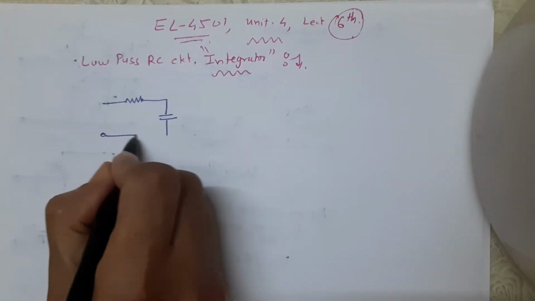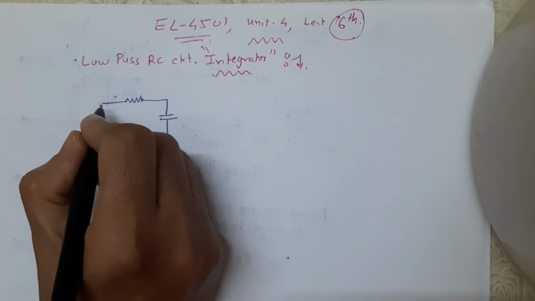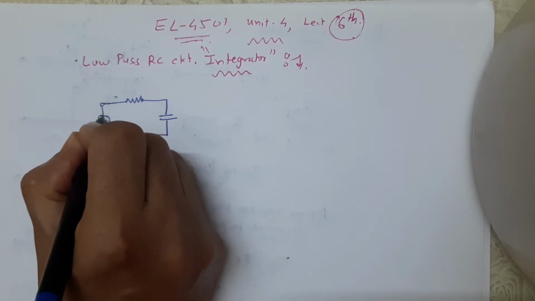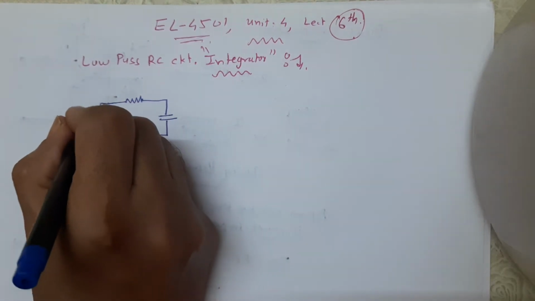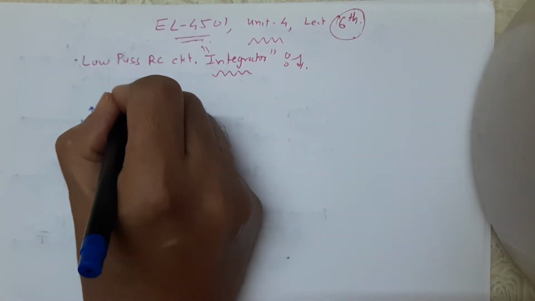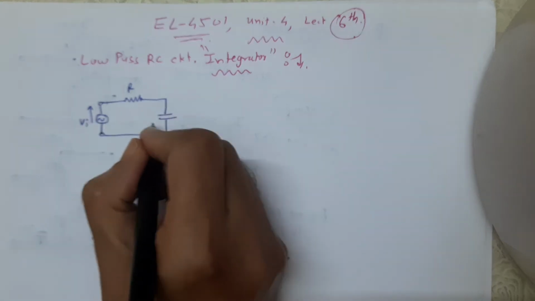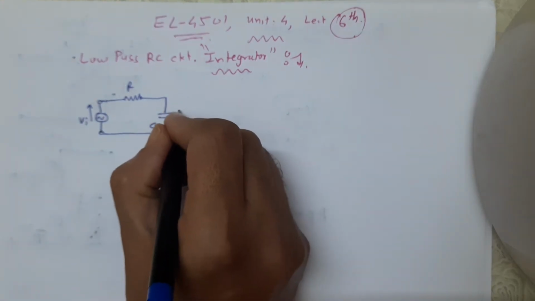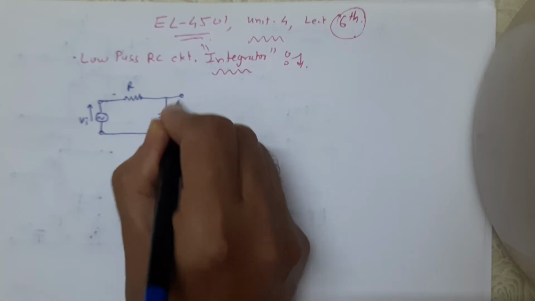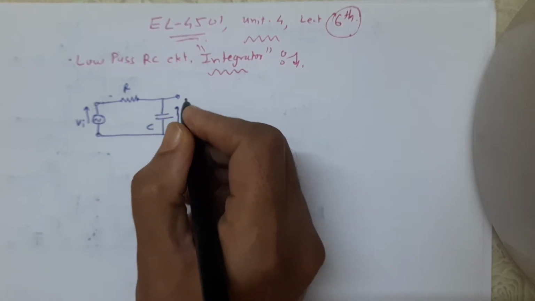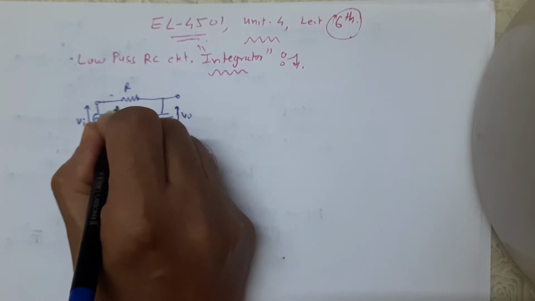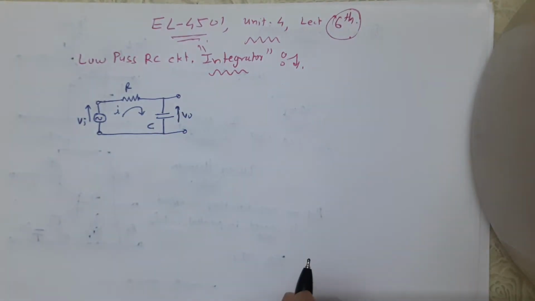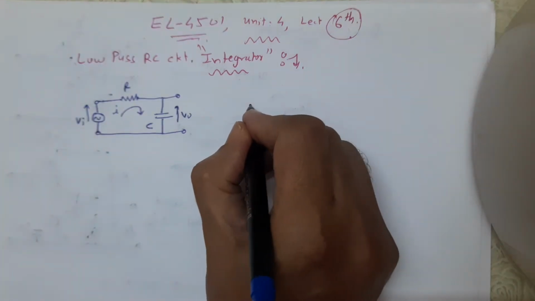This is your input. Input is Vi. This is your resistor R, capacitor C, and we are getting output here. This is your output. The current moves like this. This is your current I. What is your output? It looks like this.